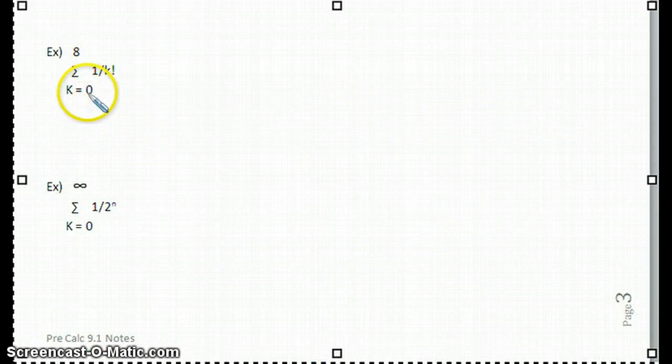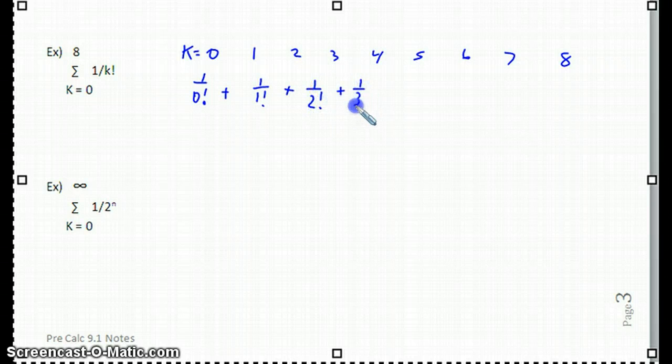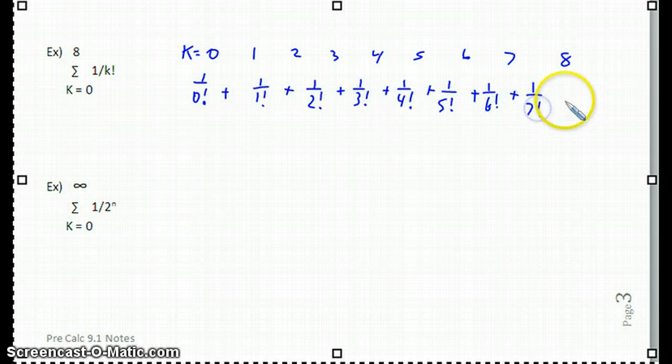Alright, for this next one we're going from k of 0 to k of 8, so we want to do k equals 0, 1, 2, 3, 4, 5, 6, 7, and 8. So I'm not going to write out k equals that every single time. I'm just going to list those all out so I know how many times I have to do this. And then I'll do 1 over 0 factorial, plus 1 over 1 factorial, plus 1 over 2 factorial, plus 1 over 3 factorial, plus 1 over 4 factorial, plus 1 over 5 factorial, plus 1 over 6 factorial, plus 1 over 7 factorial, plus 1 over 8 factorial.